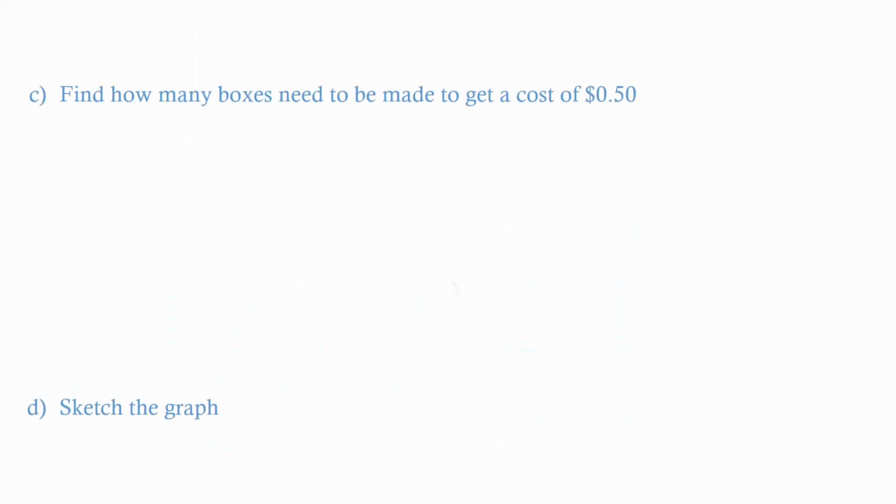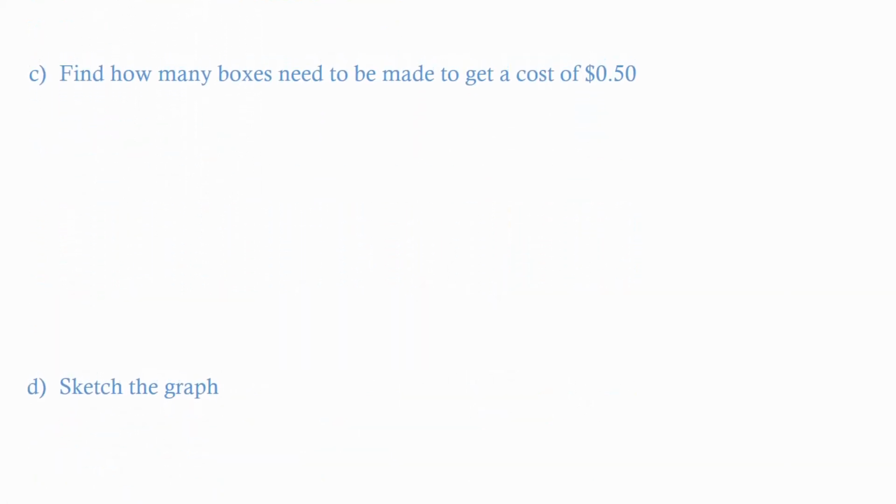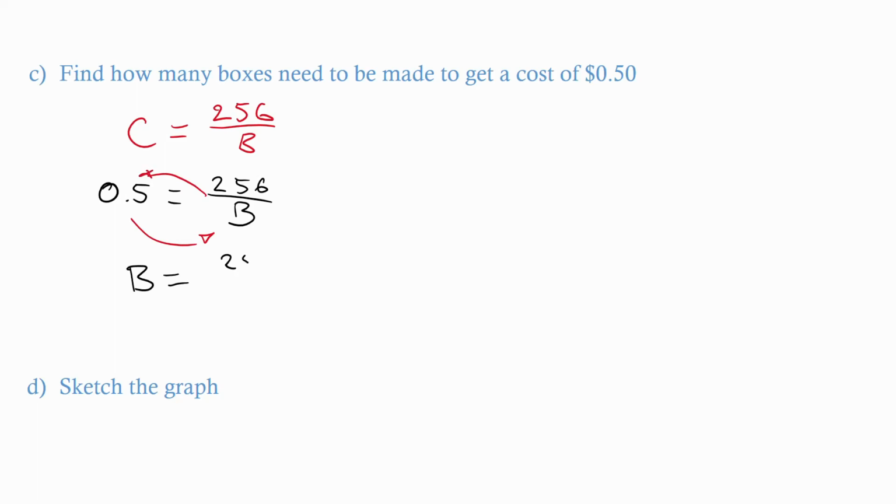Let's go down to part C. Find how many boxes are needed to be made to get a cost of 0.5. So again, we're still using the same equation we found in A. We substitute in our values, so 0.5 equals 256 over B. If you remember the trick here, you just swap our unknown and the 0.5. So B is going to equal 256 over 0.5. And that ends up with 512 boxes.